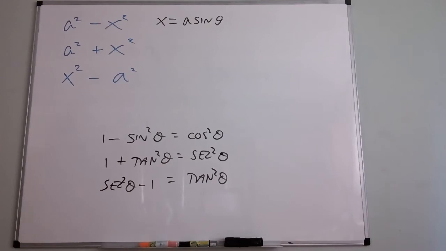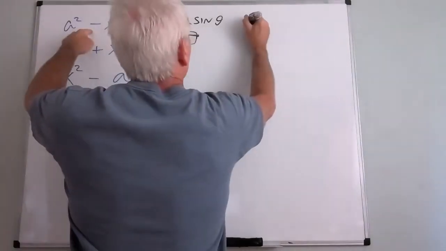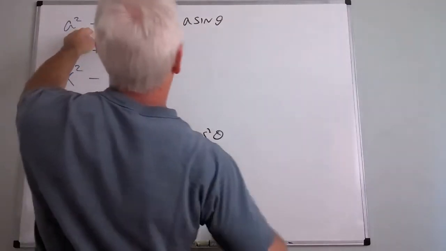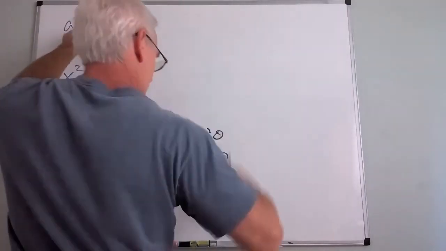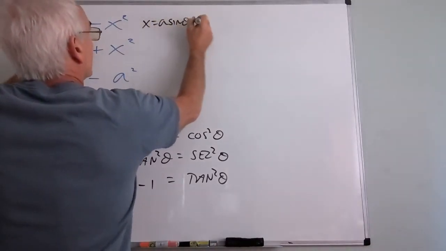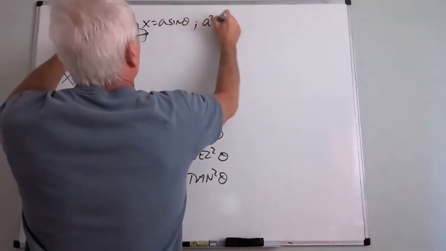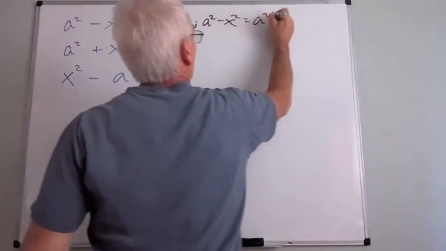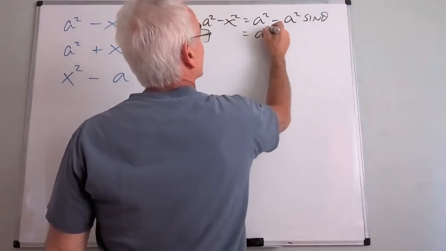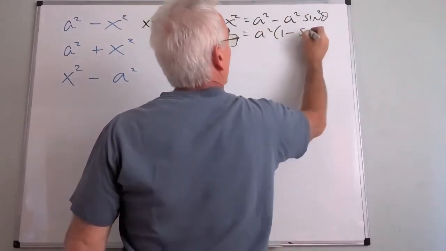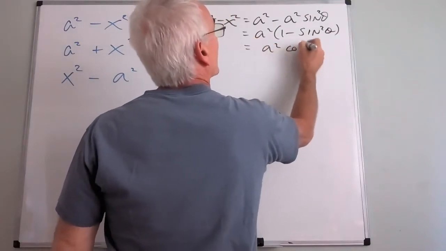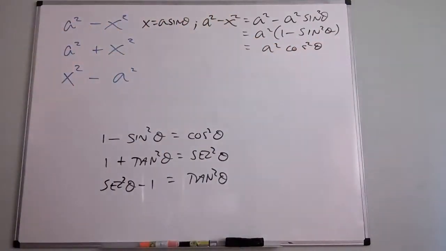And the reason I'm going to do that is that this will become, sorry, I'm going to write a little smaller. I'm going to run out of room otherwise. I'm going to choose x equal a sine theta. Then a squared minus x squared becomes a squared minus a squared sine squared theta. And if I factor out the a squared, that's 1 minus sine squared theta. And that's just a squared cos squared theta.